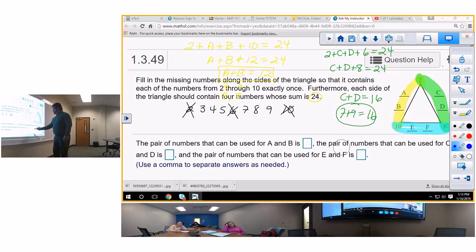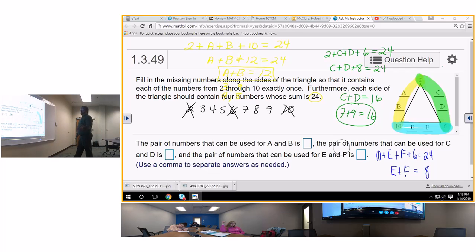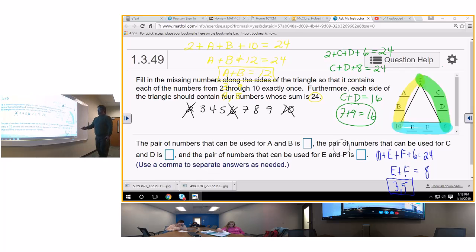Somebody tell me what the blue is going to equal. I'll start: 10 plus what? 6. E plus F plus 6 is equal to 24. I'm going to skip a step. E plus F is equal to, what's 24 minus 16? 8. And what numbers added together will give you 8? 5 and 3, 3 and 5. So 3, comma, 5.